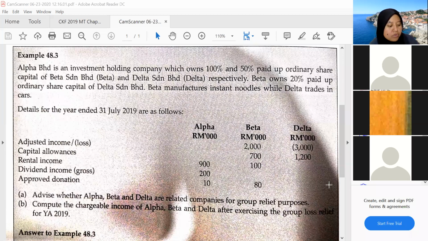So advise whether Alpha, Beta, and Delta are related companies for group relief purpose. In there you have to check what are the criteria to become related companies for group relief purpose. So for group relief, what is the percentage that is needed? 70%. Okay. So from there, you have to see whether the three companies are related or not.